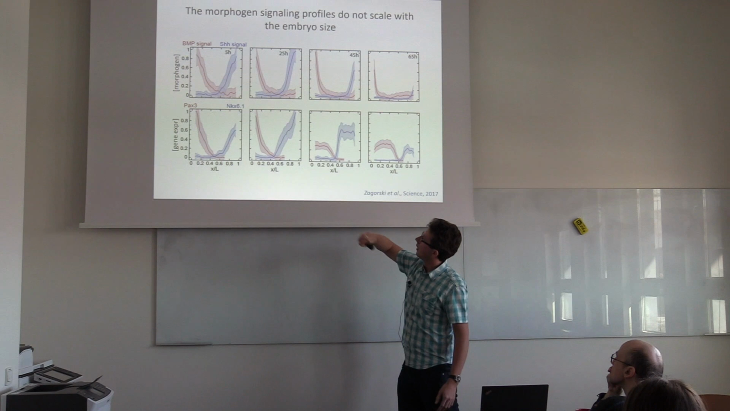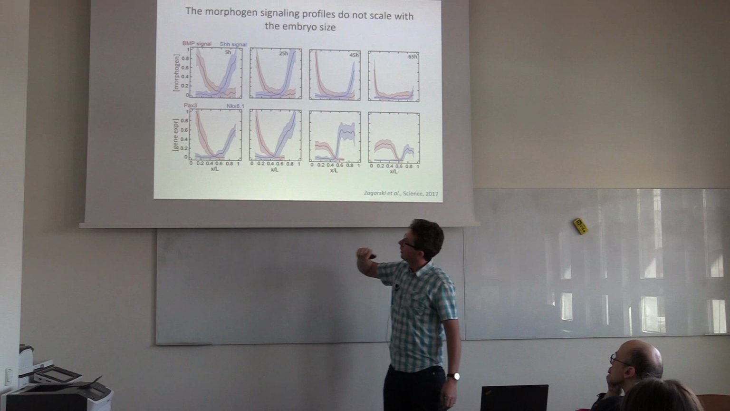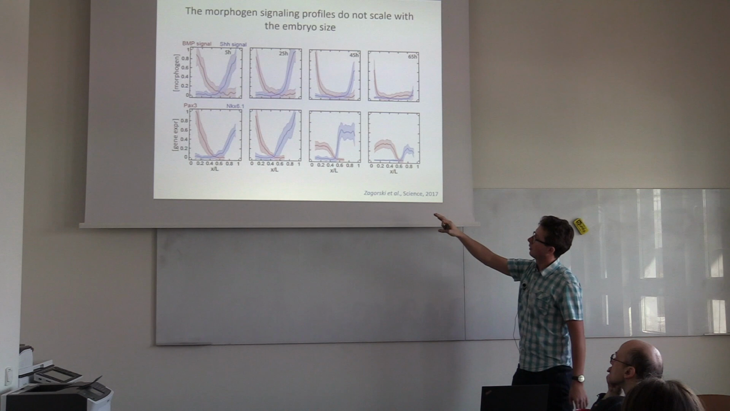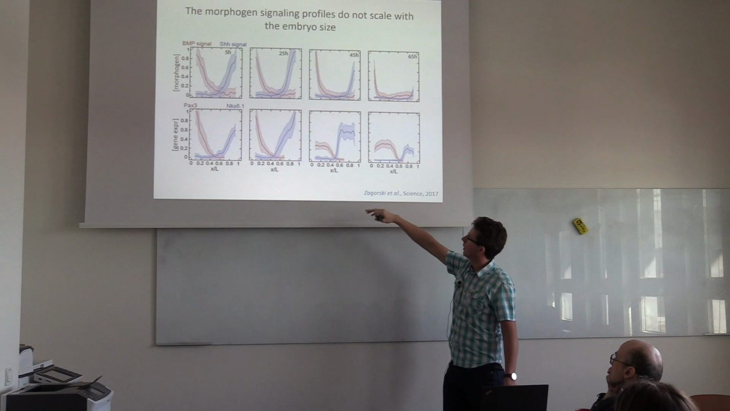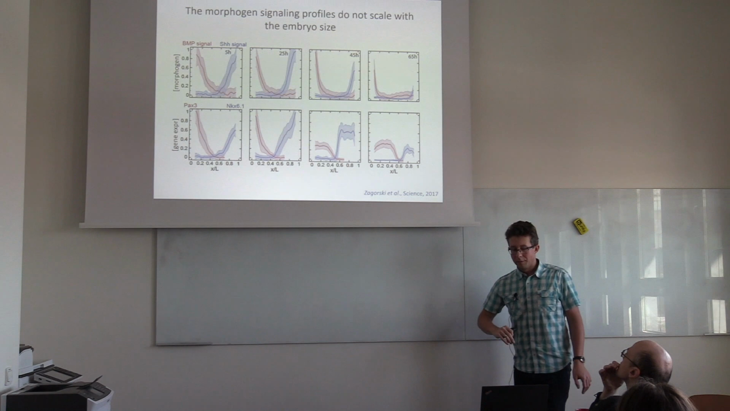Here you see the output of the system, two expression levels of the genes, PAX3 and NKX6.1, but the names are not so important. Initially, the output is correlated with the input, but then around 30 hours, the genes start to form the domains with sharply marked boundaries.